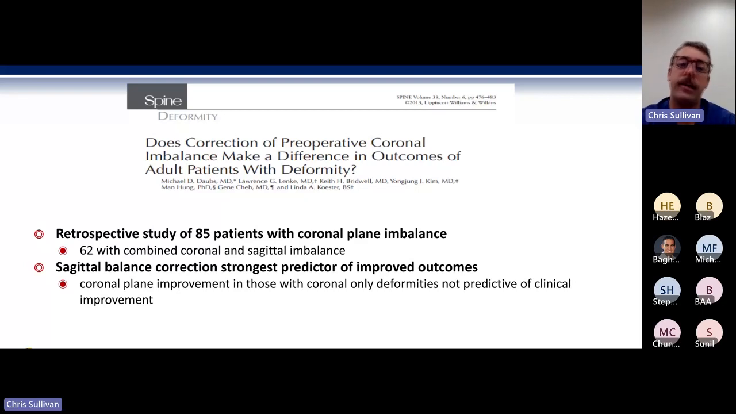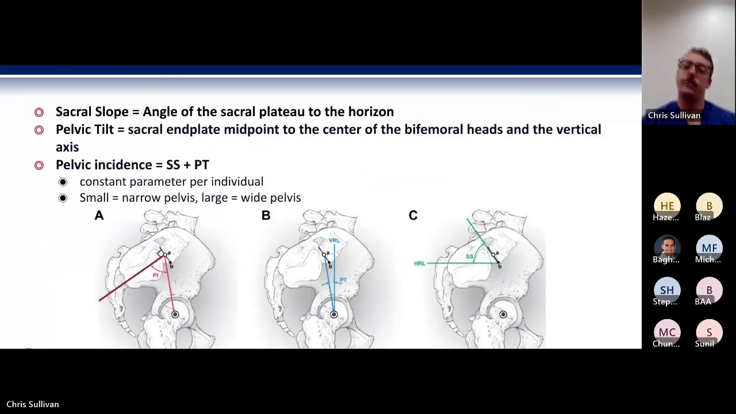So overall, adult spinal deformities and sagittal plane deformities are common, and they cause significant disability. And the amount of sagittal imbalance correlates very directly with that disability. And so this is important to get right. Overall, the meat and potatoes of the talk: spinopelvic parameters.